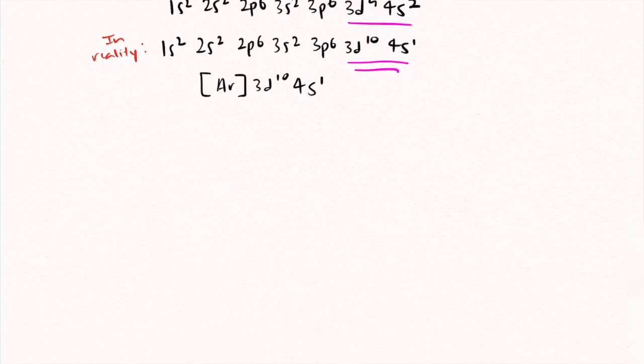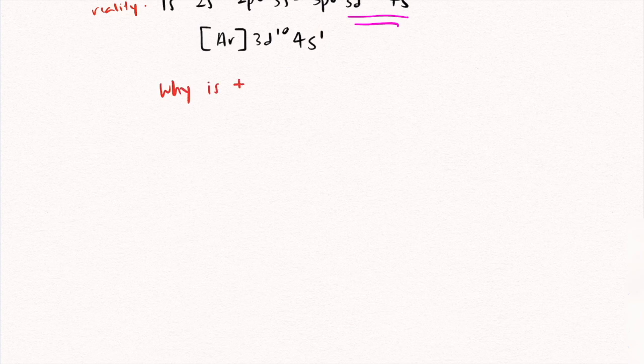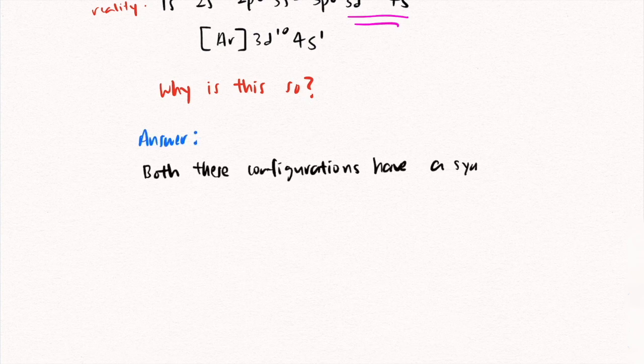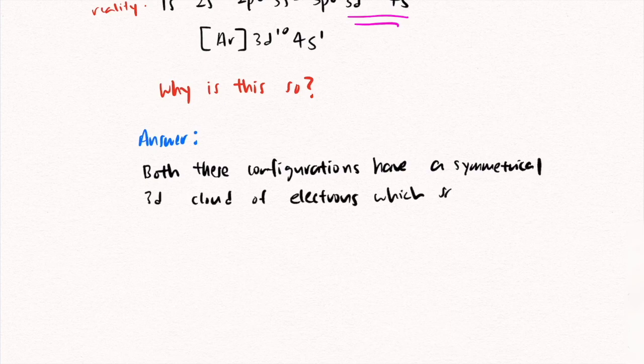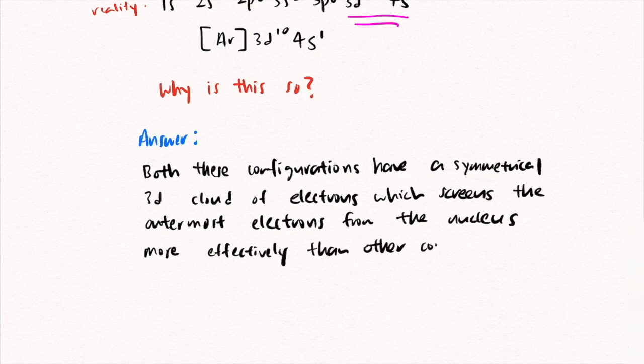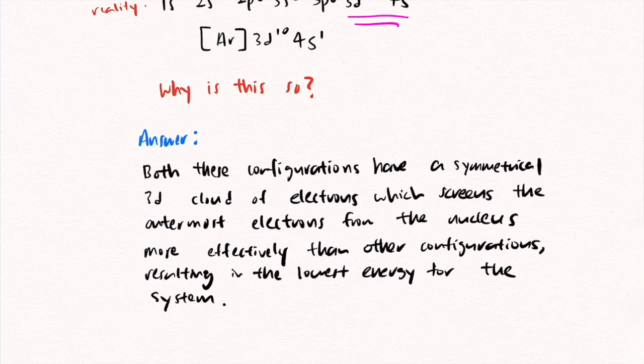So, what is the reason behind this? This is something that is commonly asked in the A levels, so do take note of the answer. The answer is as follows. Both these configurations have a symmetrical 3d cloud of electrons, which screens the outermost electron from the nucleus more effectively than any other configurations, which results in the lowest energy for the system. When something has the lowest energy level, this means that it is in its most stable state.